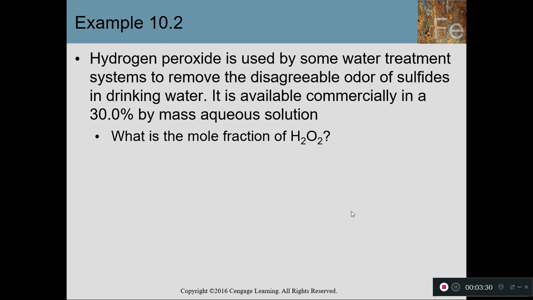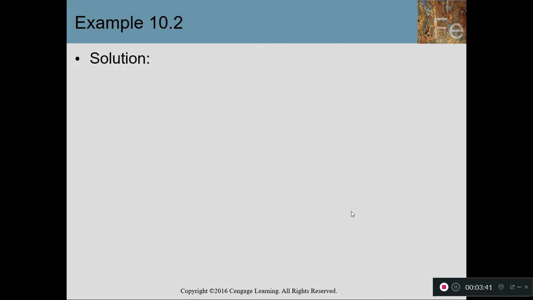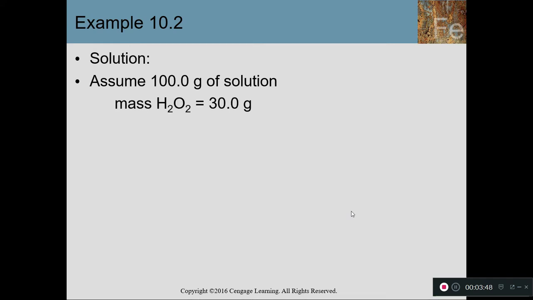So this is 30% of the total mass. 30% of the total mass is hydrogen peroxide. So if we know the solution is a 100 gram sample, which we're going to assume to deal with the percent issues, 30 grams of it is going to be hydrogen peroxide. That means the remaining 70 grams is going to be water. It's just a hydrogen peroxide solution that is 30% hydrogen peroxide, and the rest is water. The total is 100 grams of solution.